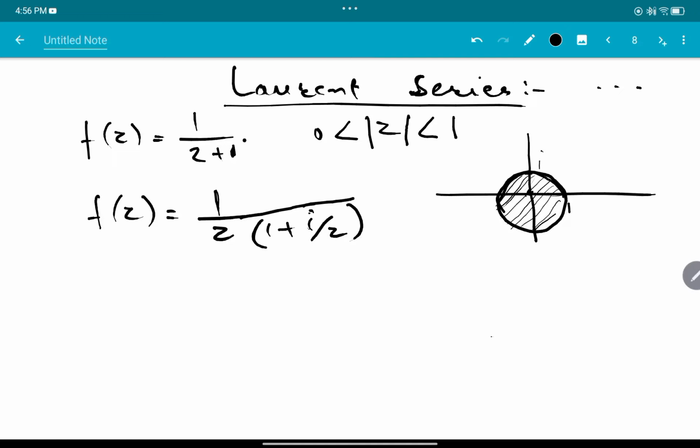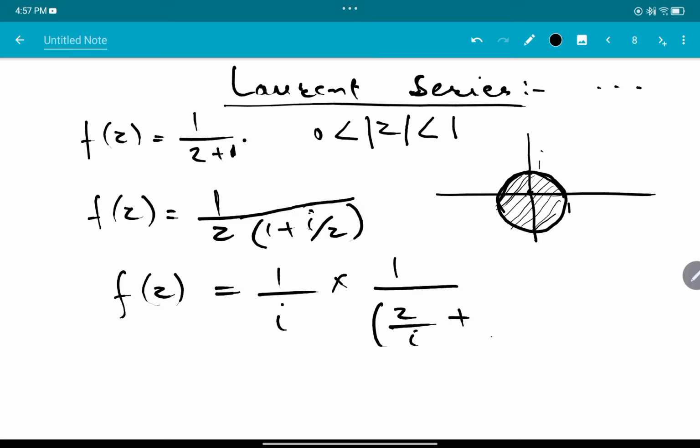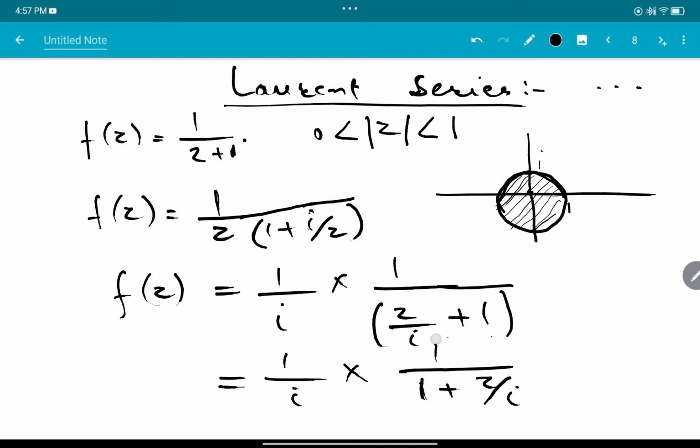Now look, there is an interesting thing. Suppose I had taken i common, 1 by i. When I take i common, I have z by i plus 1, so I have 1 by i into 1 by 1 plus z by i. Now the interesting thing is that this cannot be expanded as a geometric series within this region. Why? Because it doesn't satisfy that condition. How do I know? Because z now is in the numerator and i is in the denominator.